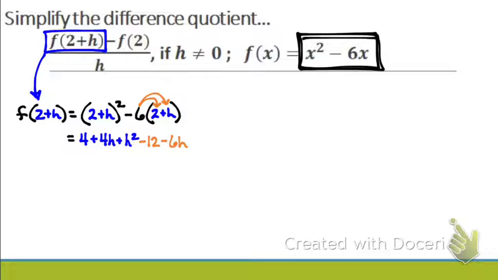Can I combine anything? Yes, I can combine my h's together here. I can combine the positive 4 and the negative 12 here. So f of 2 plus h is equal to, I would have, does order matter as I put this back together? I mean, as long as I keep the signs with the correct pieces.